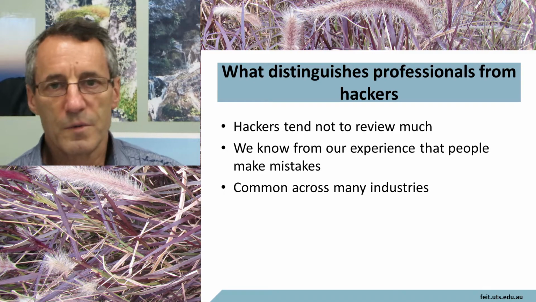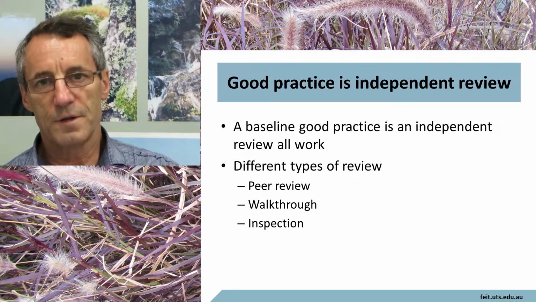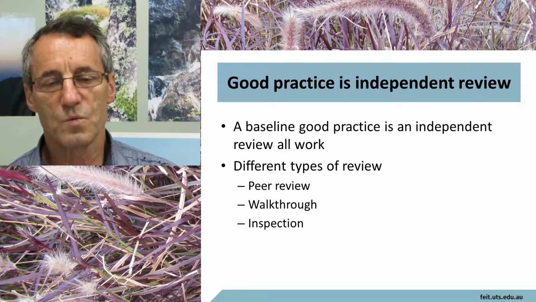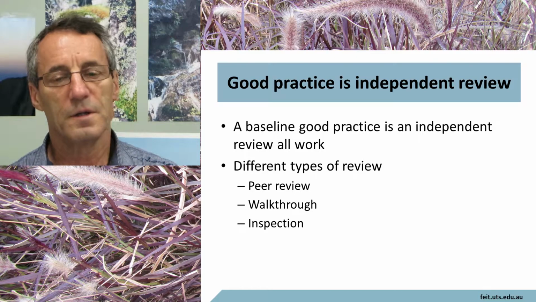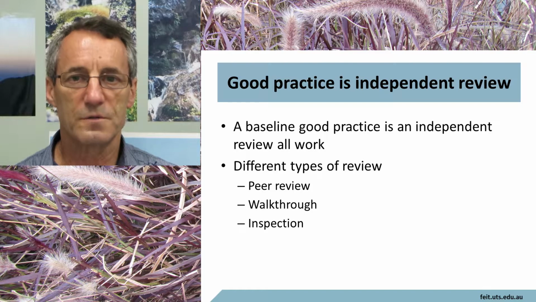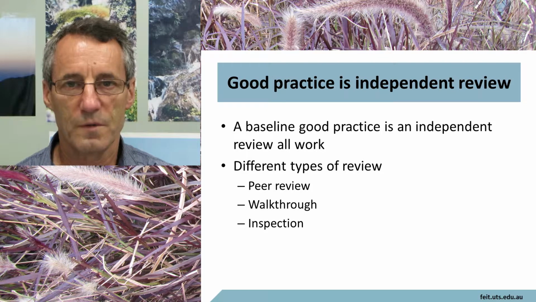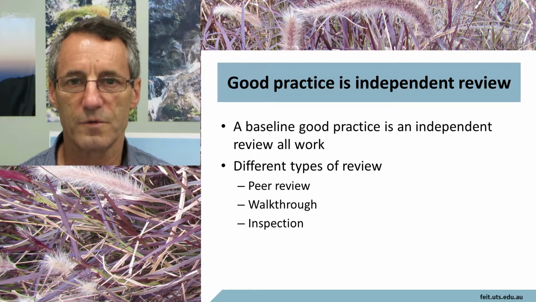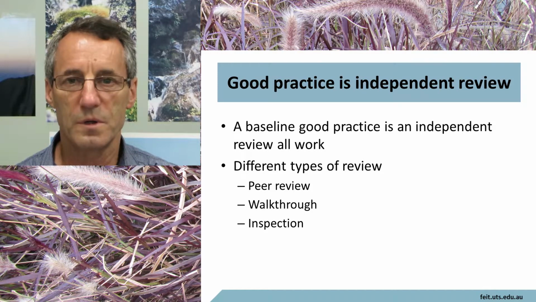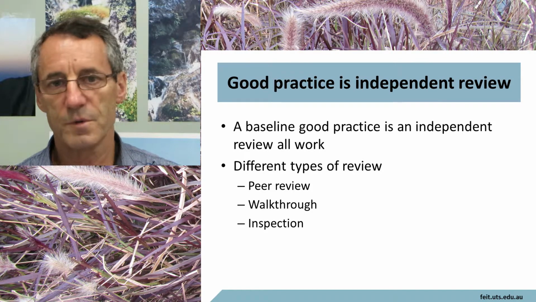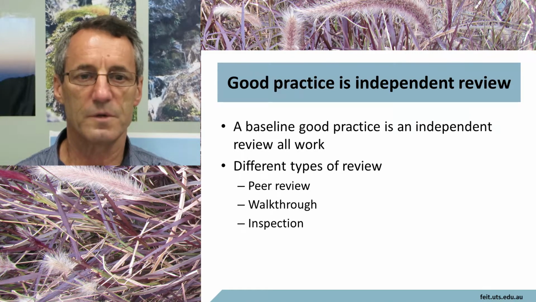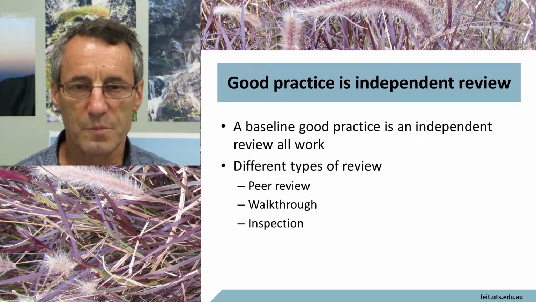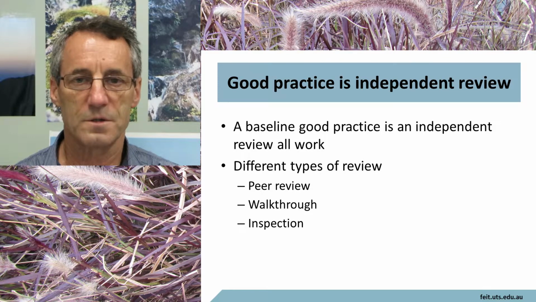And a baseline good practice is that when we've done something, we need someone else to check it. There are different means of checking what we've done, different varieties of review. There's a peer review, which is just you give it to someone else, they look at it and see if they can spot a mistake. It's very informal, it's very easy to do, and it's a basic means of checking things.